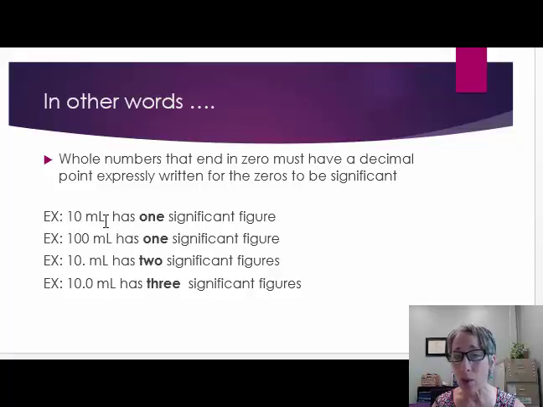10 milliliters without a decimal point expressly written only has 1 significant figure, since the trailing zero doesn't count. 100 milliliters without an expressly written decimal point only has 1 significant figure, since the trailing zeros don't count. 10 milliliters with an expressly written decimal point has 2 significant figures, since the trailing zero now counts. 10.0 milliliters has 3 significant figures. Since there is an expressly written decimal point, the trailing zeros count.